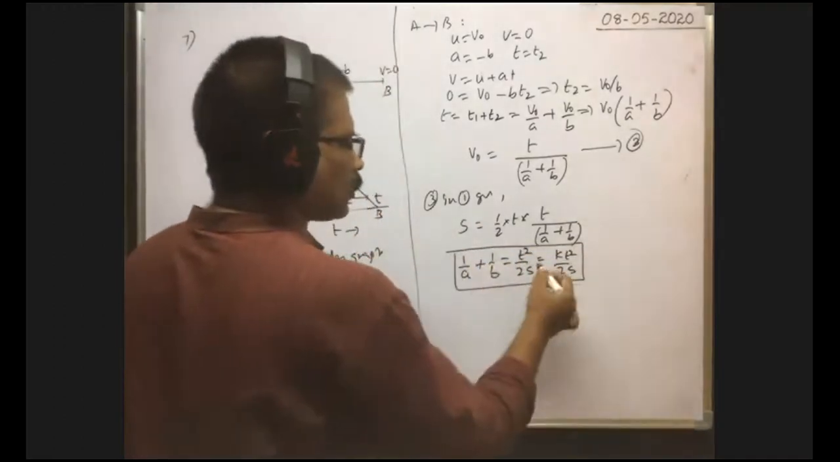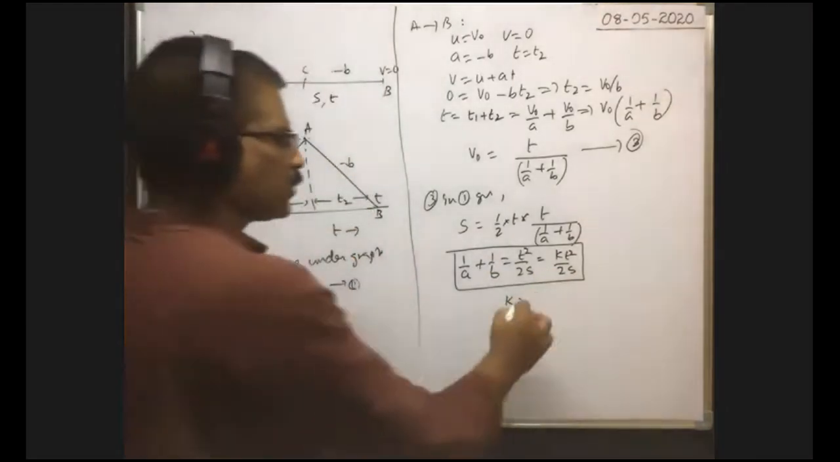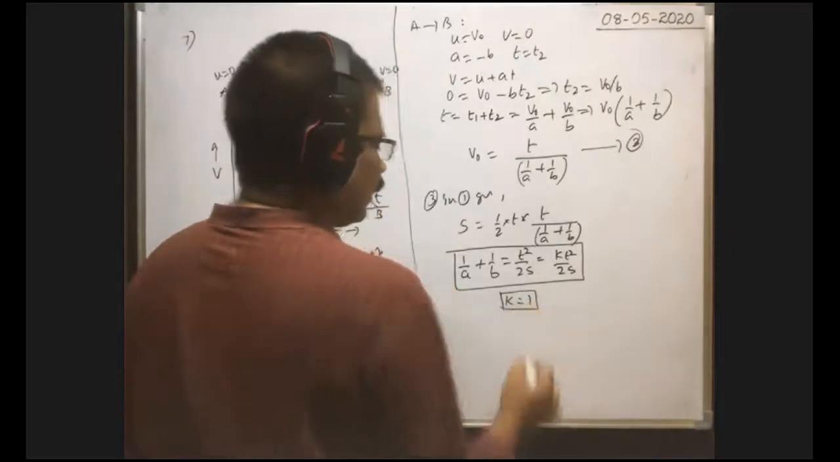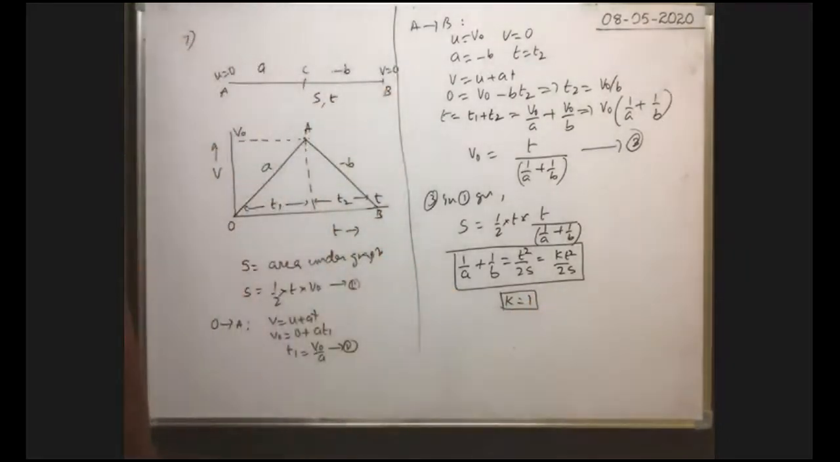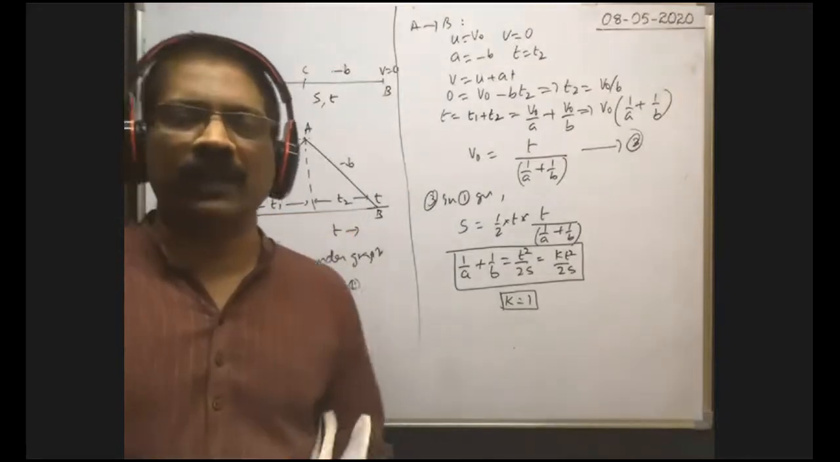When you compare these two, what is the value of K? K is equal to 1, no? That's why the answer is given 1. So that is the answer. So in this way we have to do. This type of problems are important for advance.